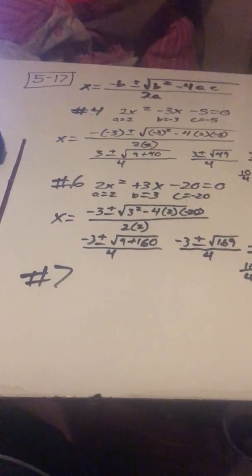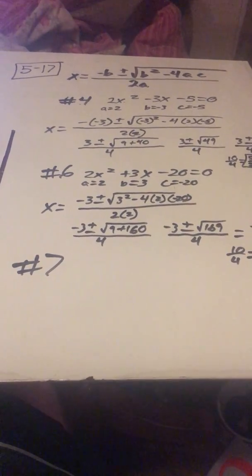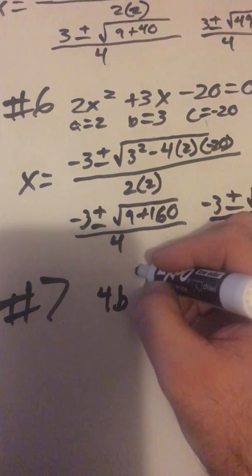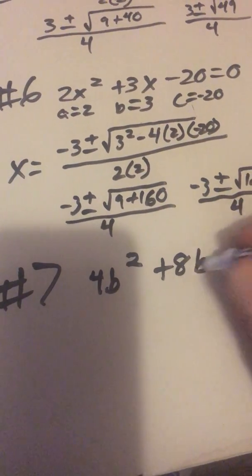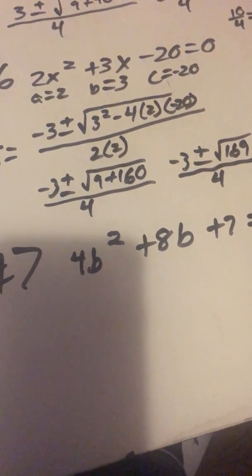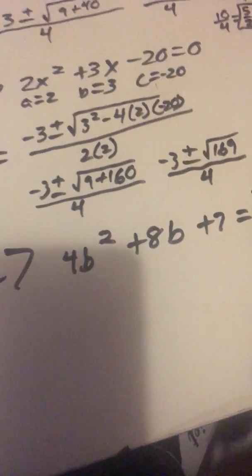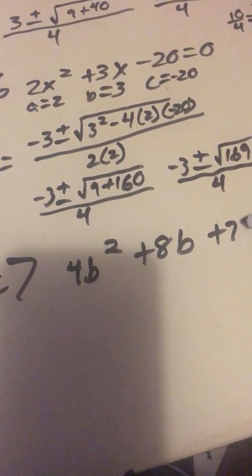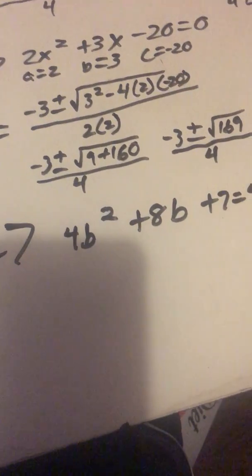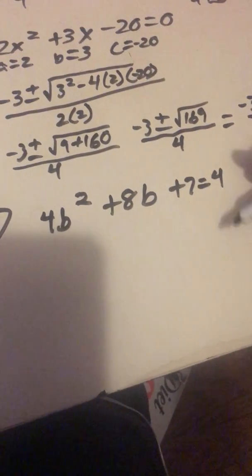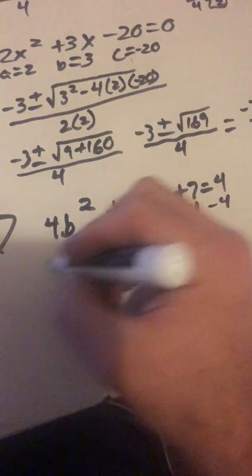One more example. Now I have number 7, which is 4b squared plus 8b plus 7 equals 4. It's kind of garbled together there. Now, what do we have to set every single equation up to? What was that? 0, yes. So we have to set it up equal to 0.